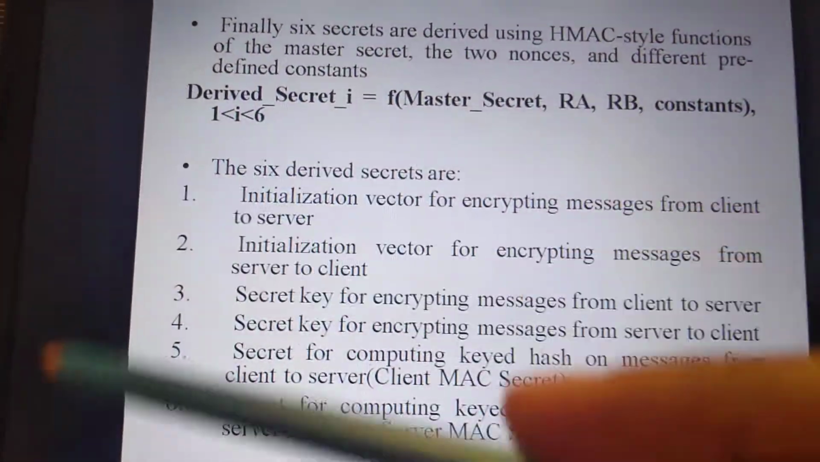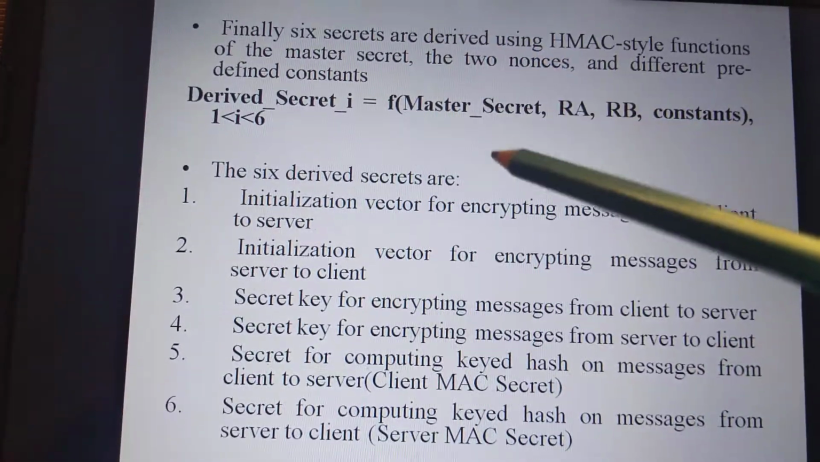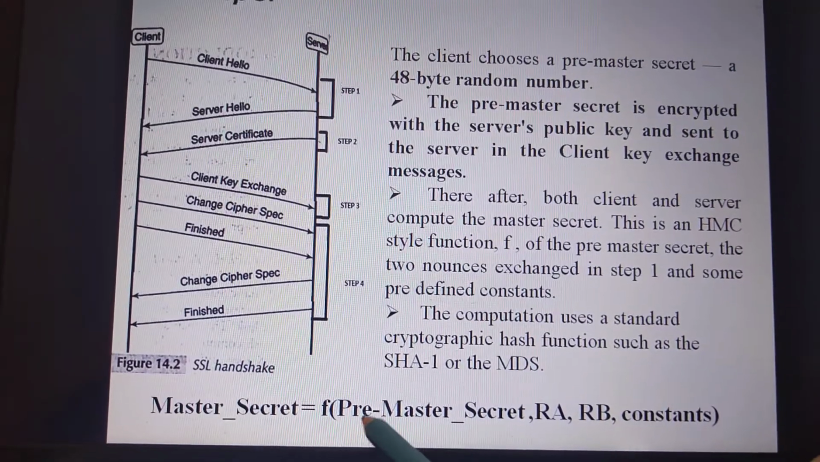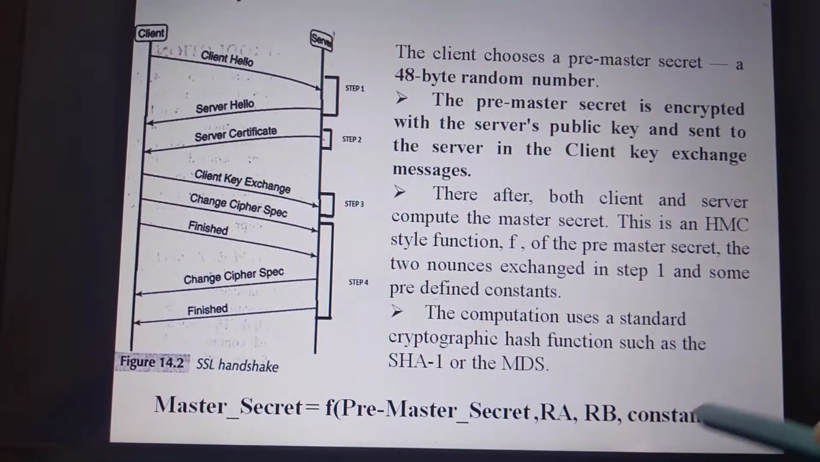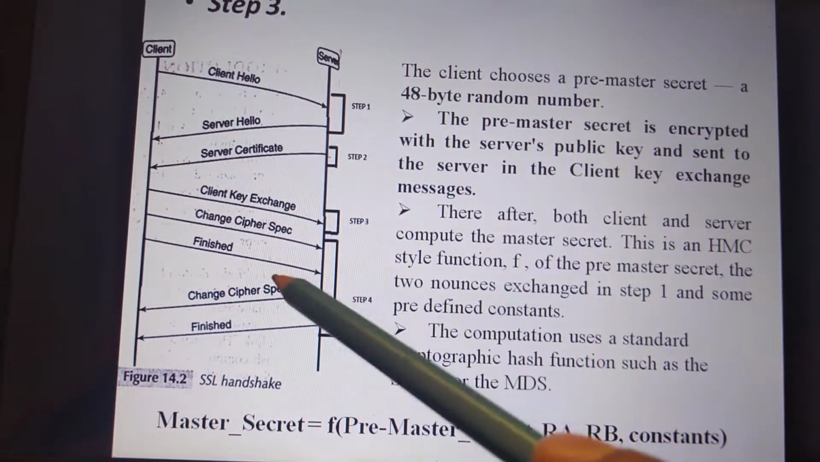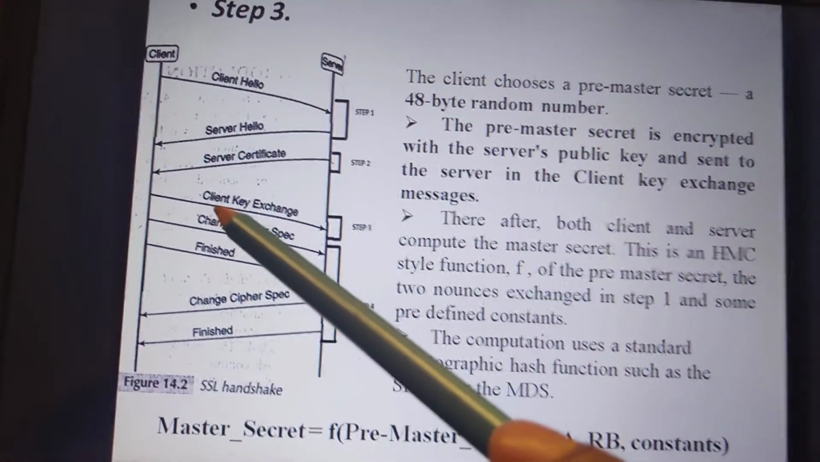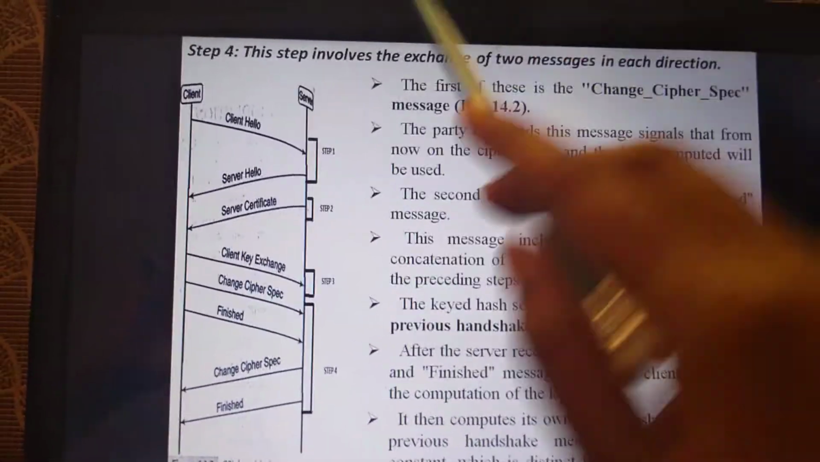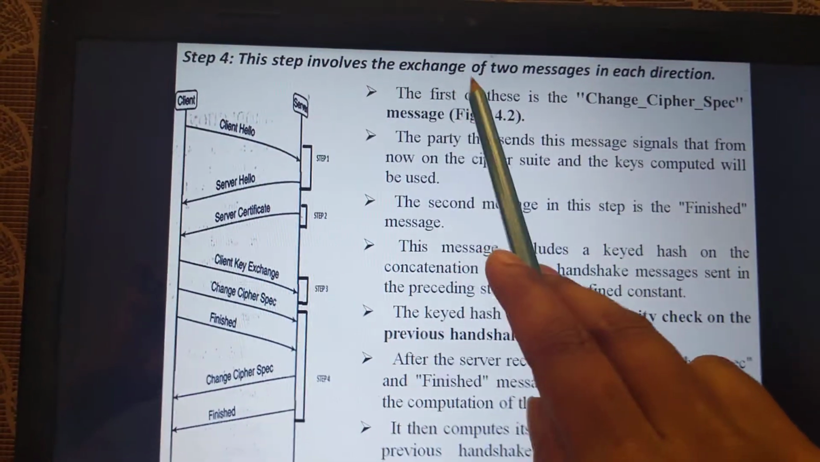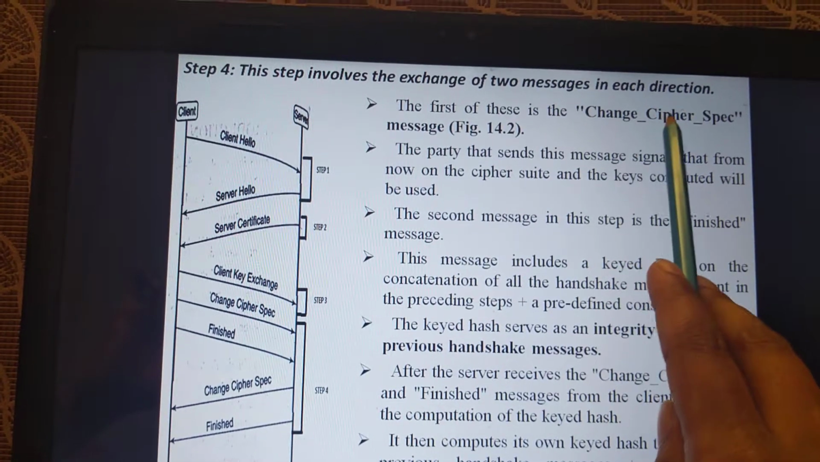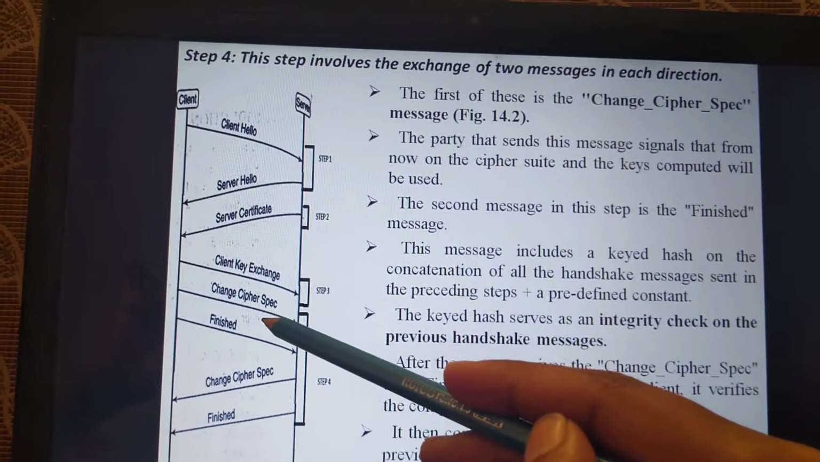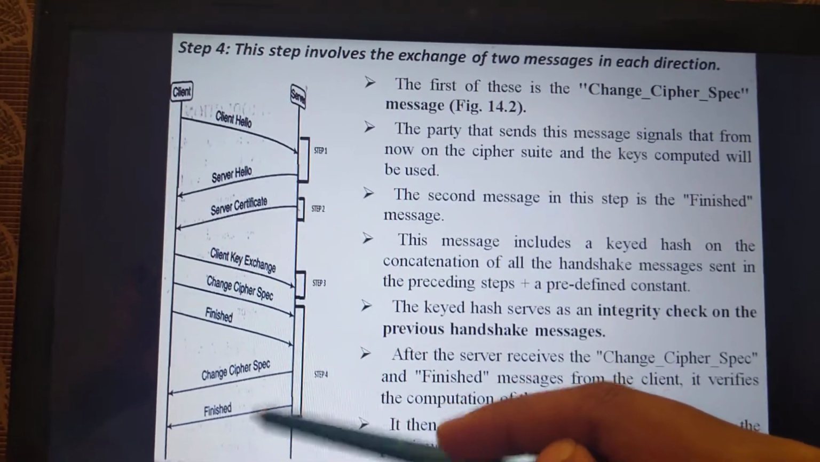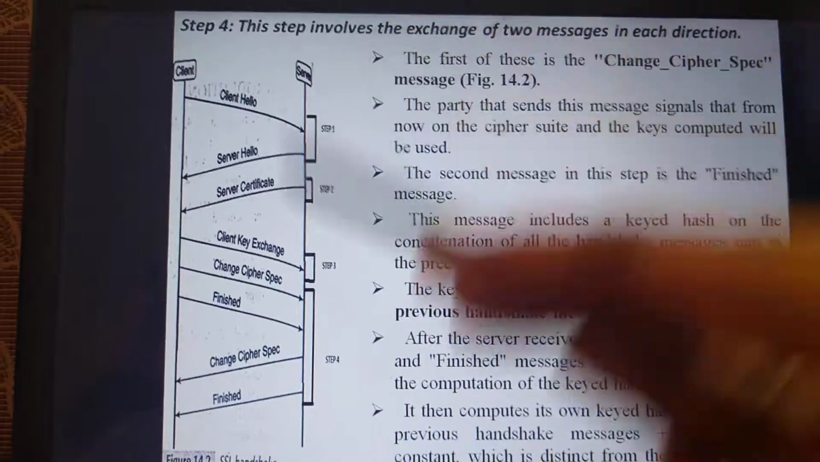So these six keys are derived using the master secret, which is computed here. Master secret is equal to a function on the pre-master secret, RA, RB and constant, and this is done in step 3, that is client key exchange. Then the fourth step involves the exchange of two messages in each direction. See here, change cipher spec and finished, and change cipher spec and finished. Two messages are exchanged between the client and server.